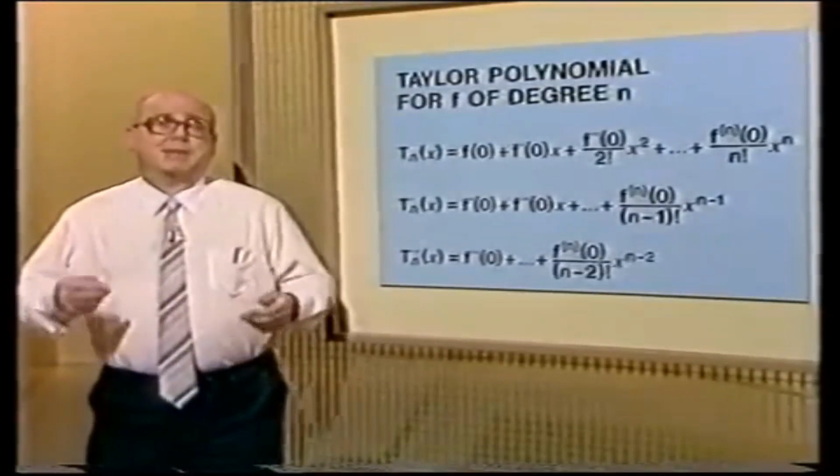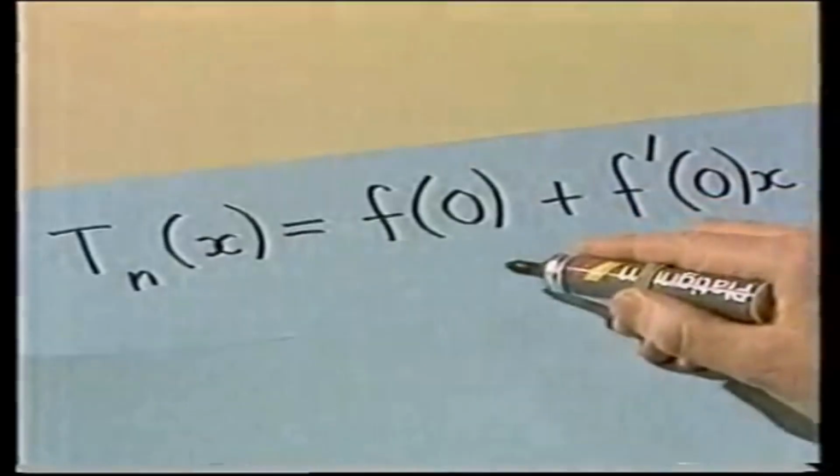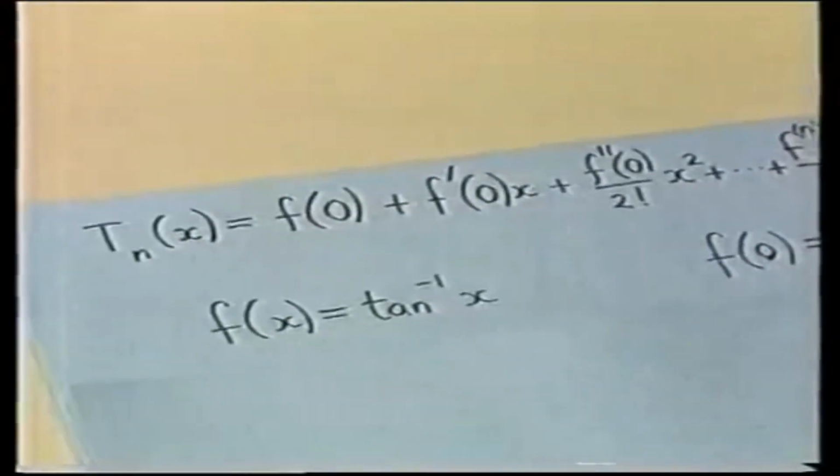So what are the Taylor polynomials for the function tan^-1 of x? To find the Taylor polynomial of degree n at 0, we need to evaluate the function f and its first n derivatives at the point 0. So let's try to do this with f of x equals tan^-1 x.